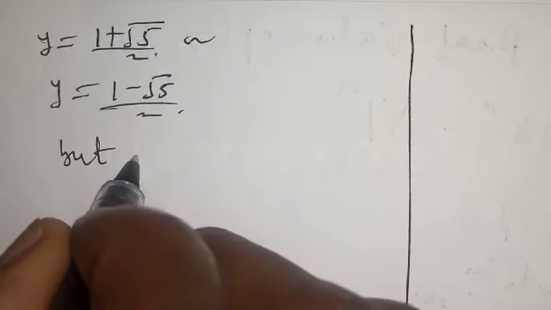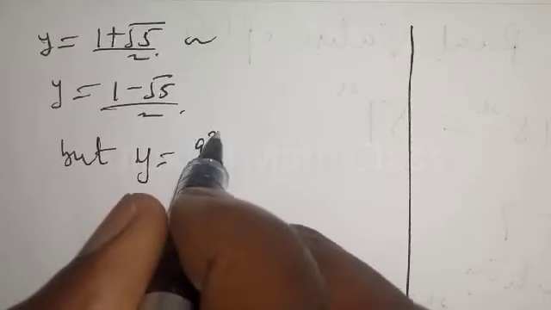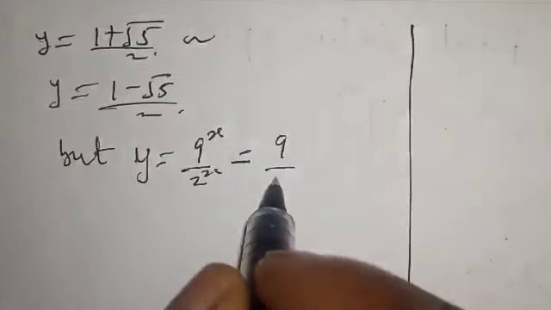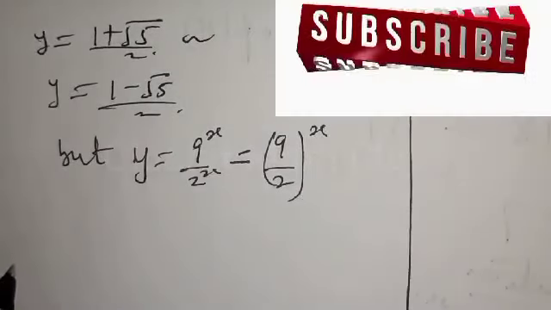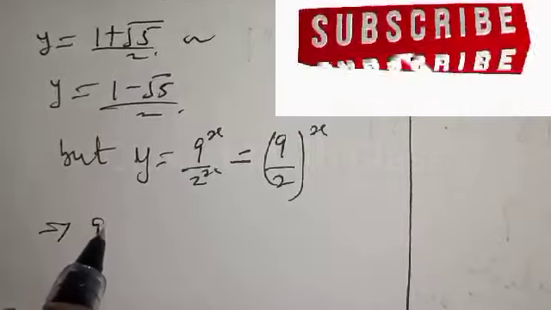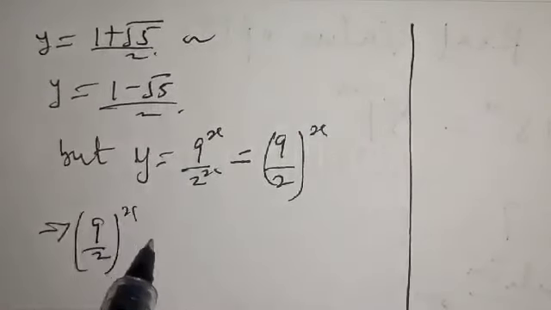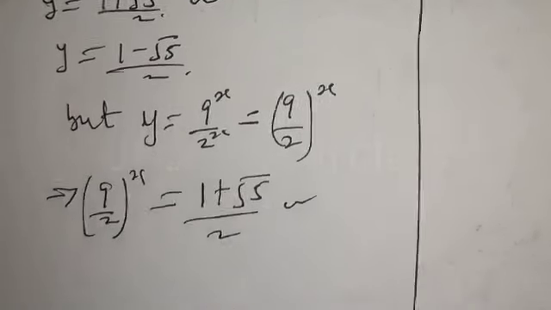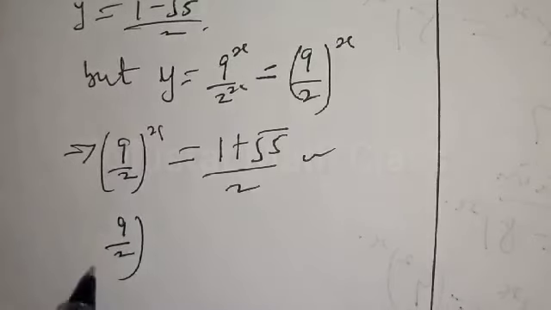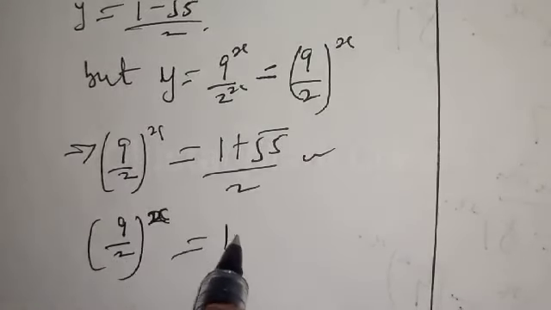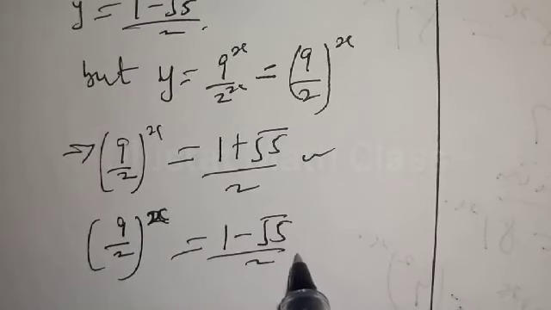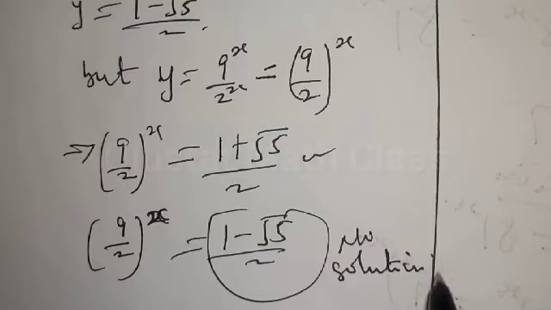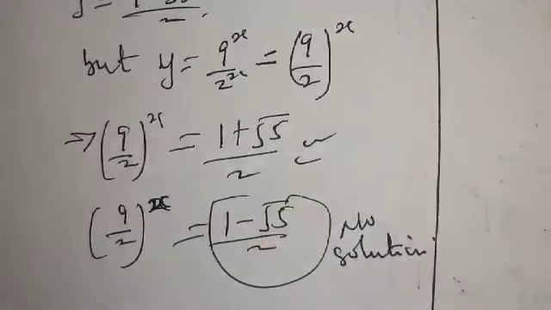But we said y is equal to 9 raised to the power x over 2 raised to the power x, which is equal to 9 over 2 raised to the power x. This implies that we have 9 over 2 raised to the power x is equal to 1 plus root 5 over 2, or 9 over 2 raised to the power x is equal to 1 minus root 5 over 2. But with this, no solution, then we consider this one as the real value of y.